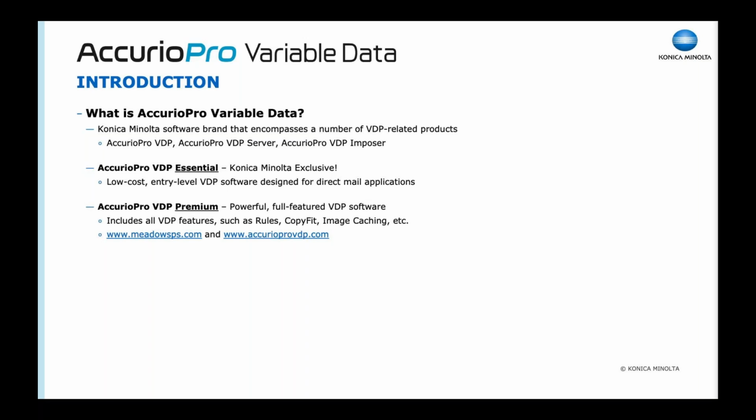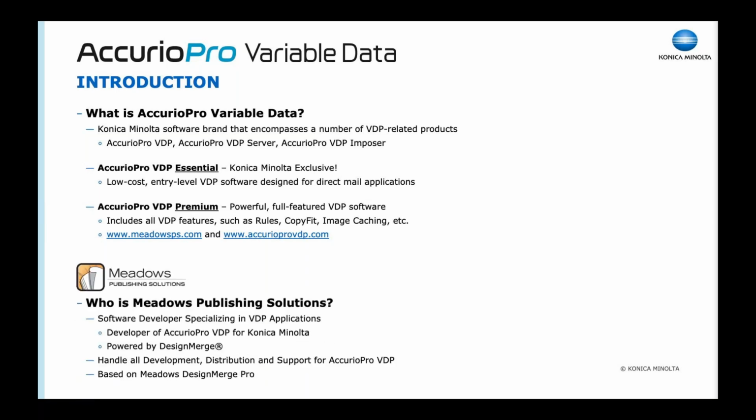Now, there's a couple of versions of AccurioPro VDP. There's the Essential version. This is an exclusive version that's offered only through Konica Minolta. It's a low-cost, entry-level VDP software. This is really designed for direct mail applications, which comprise the vast majority of our variable data clients out there. And then there's the AccurioPro VDP Premium version. This is powerful, all in features, rules, copy fit, image caching, everything that you could want out of the product. And that's what we're going to be demonstrating today in conjunction with Enfocus Switch.